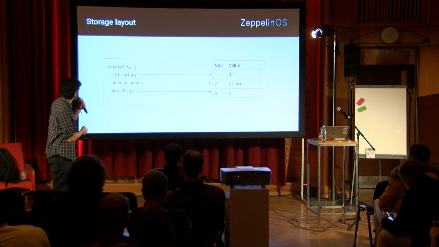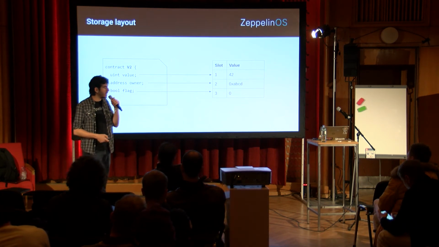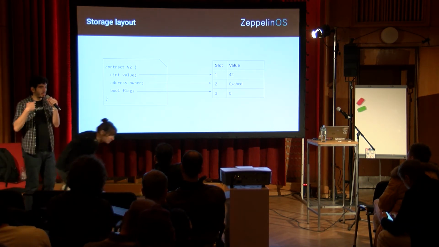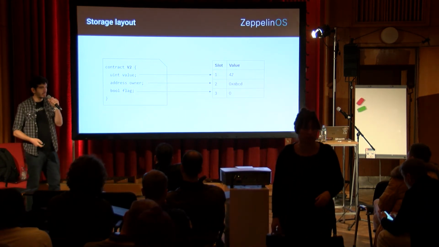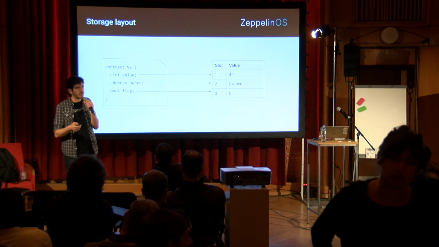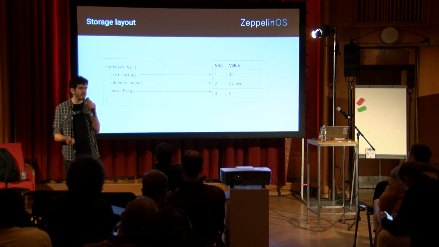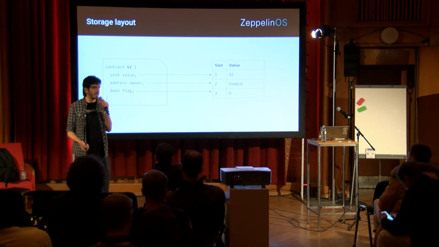So if value were a mapping instead of an integer, everything in this mapping would get stored in a position that is the hash of 1 plus the key in that mapping. So in that case, you need to look after it exactly the same as you're looking after any other kind of variable. Only add new mappings at the very end.